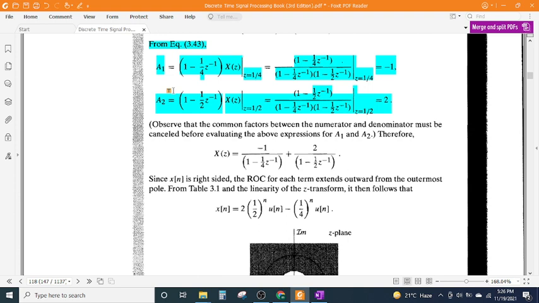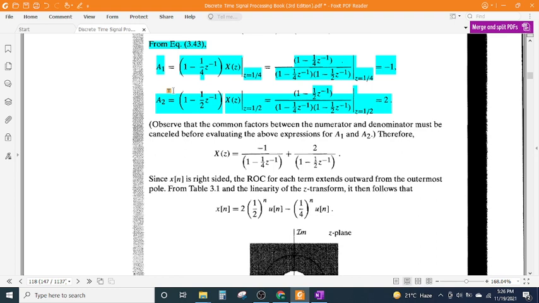Since x[n] is right-sided, the ROC for each term extends outward from the outermost pole. From Table 3.1 and the linearity of the z-transform, it then follows that x[n] is the sum of the corresponding exponential sequences. Figure 3.10: Pole-zero plot and ROC for Example 3.9.